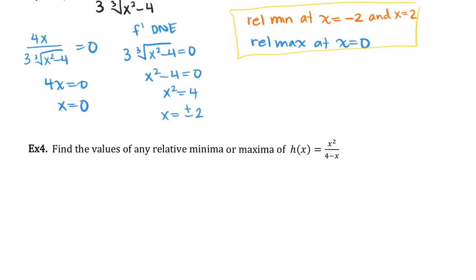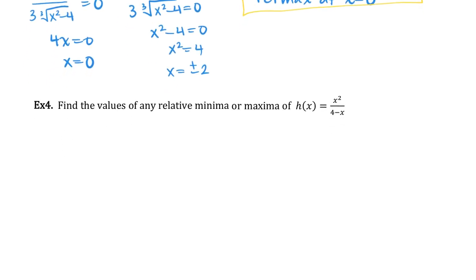Okay, last example, example 4. Find the values of any relative minima or maxima of h of x equals x squared over 4 minus x. Remember, minima and maxima is the plural for minimum and maximum, so just minimum and max. Okay, first thing, find the critical numbers. So I need the first derivative.